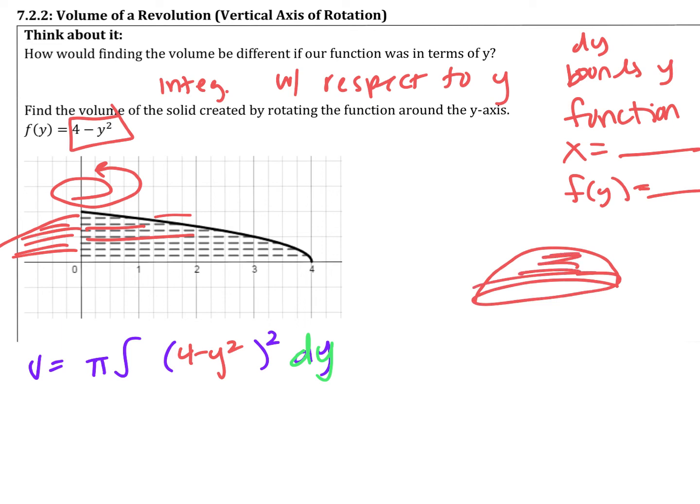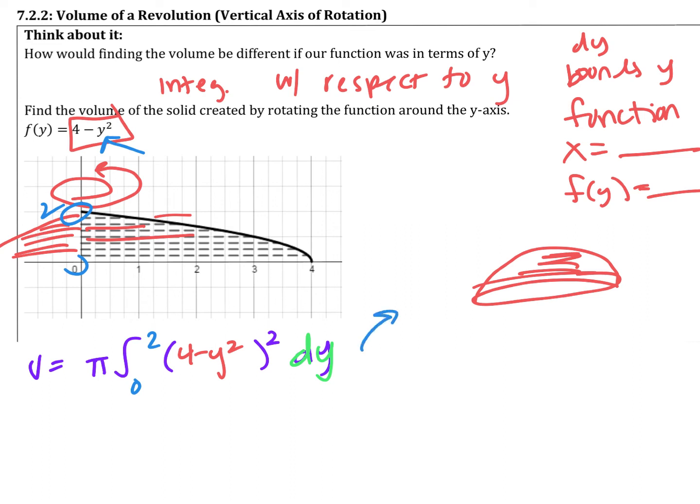Okay, so our bounds also need to be in terms of y. So we're going to look from here to here. And again, this graph is not great. I apologize. The bounds there are going to be from 0 to 2, because if y is 2, this is going to be 0. Actually, our bounds are okay there. So go ahead and pause the video and work through this integration on your own, and then unpause the video and see how you did.